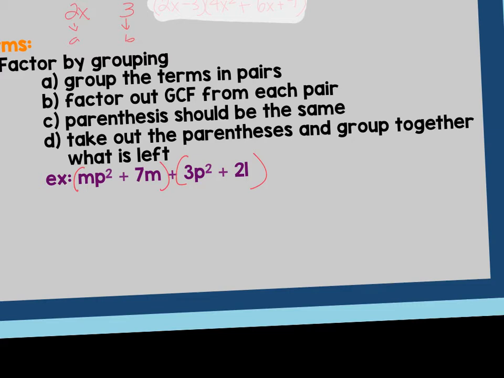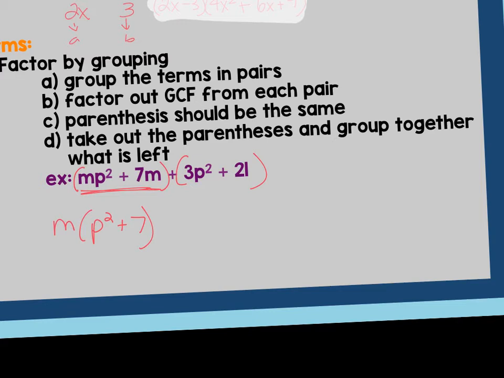So I'm going to look at that first set of parentheses, and I'm going to ask myself, what can I take out of there? They both have an m. Good. So the m goes on the front, and then I'd get p squared plus 7m. With me so far? Because I made a mistake. I was just making sure you pay attention. That would be p squared plus 7.